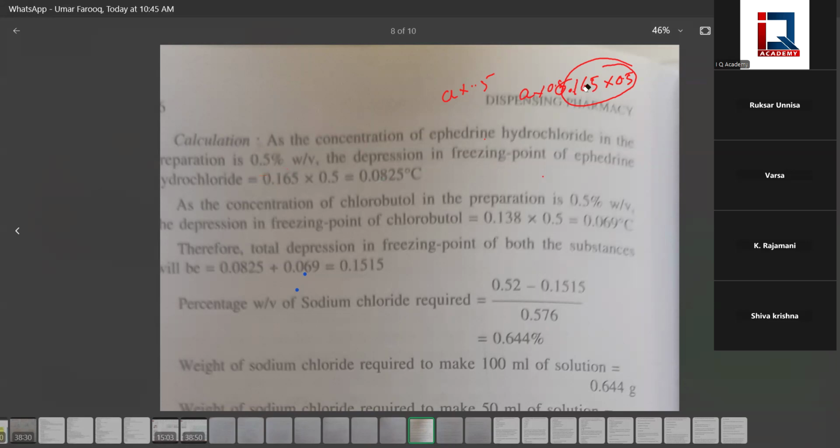Next, see. The value we got after calculation is 0.0825 degrees. Next, as the concentration of chlorobutanol is also 0.5%, you multiply the freezing point of chlorobutanol with 0.5, because the freezing point in the question is for 1% weight by volume, but here 0.5% is given.